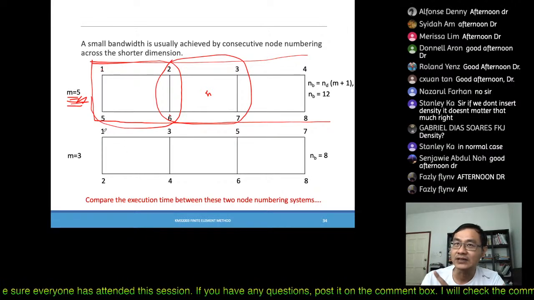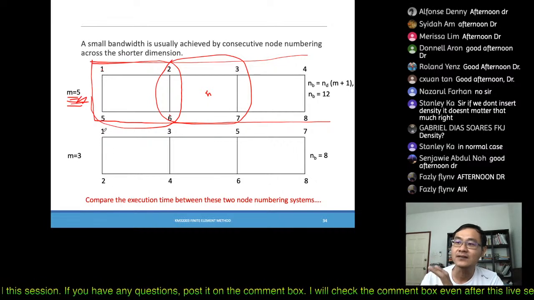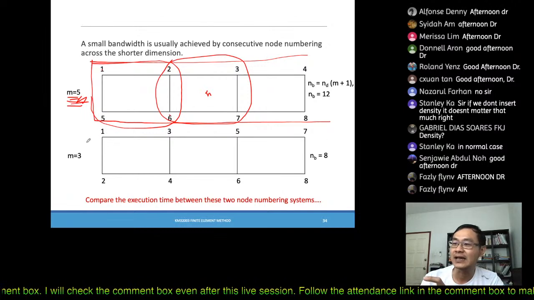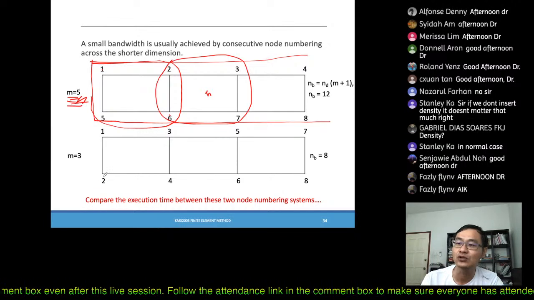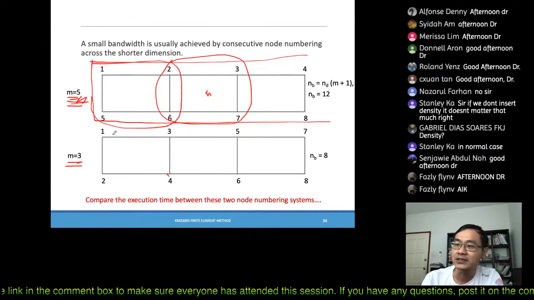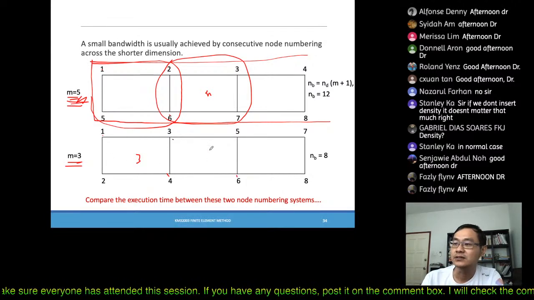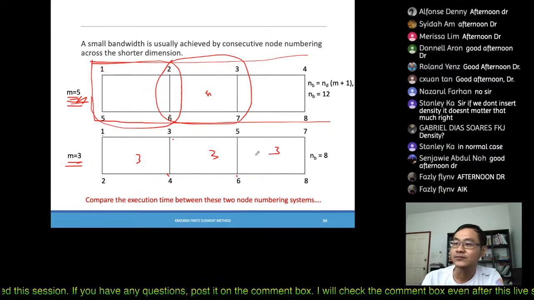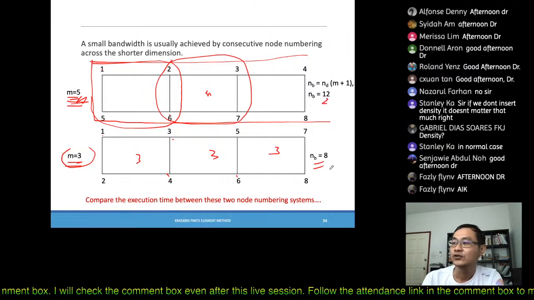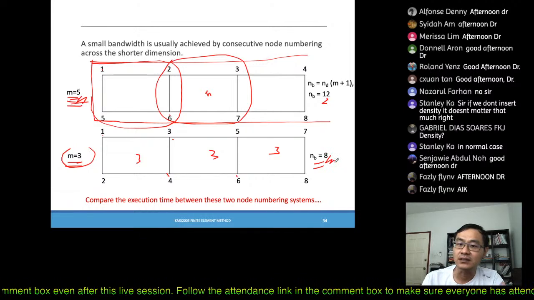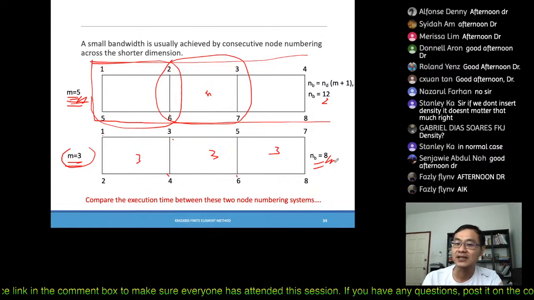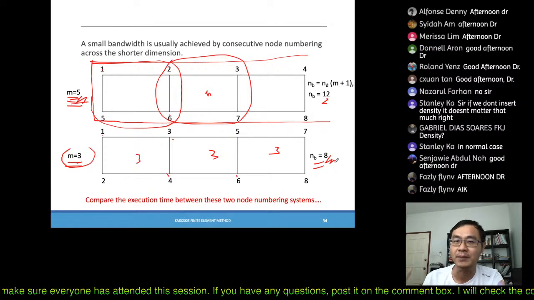Now if we number it in this way, a shorter one, we number it along the shorter direction. So you can see this is the longer direction, this is the shorter dimension. If we number it 1, 2, 3, 4, 5, 6, 7, 8 in this way, then the M now is 3. 4 minus 1 is 3, 6 minus 3, 3, 8 minus 3, 3, right? So eventually the NB is reduced from 12 to 8, which is 1/3 of it. If we can reduce by 1/3, then for sure the execution time is much reduced, by 1/3 to the power of 2.